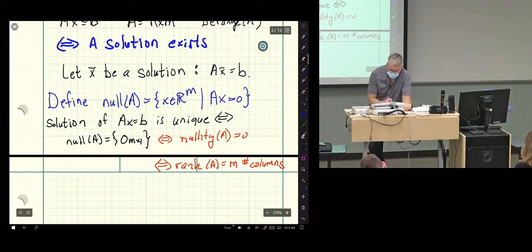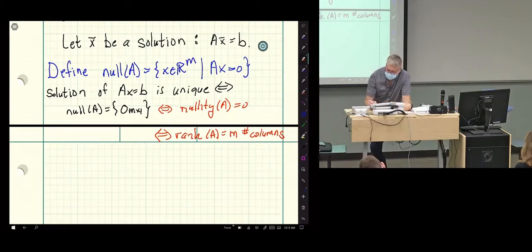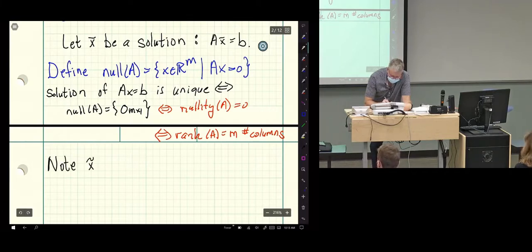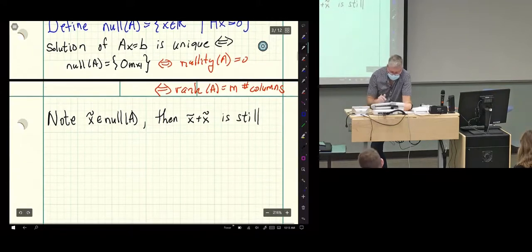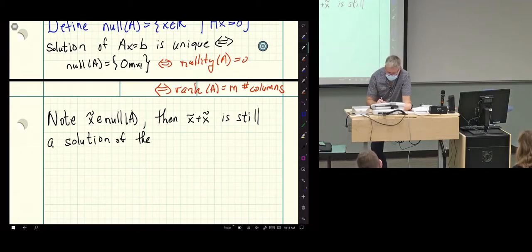Okay. Now why do I want the null space to appear? Because let's note, I take x tilde in the null space of A, then x bar plus x tilde is still a solution of the equation. We'll show that. Okay, I'll write this down and then we will catch our breath.